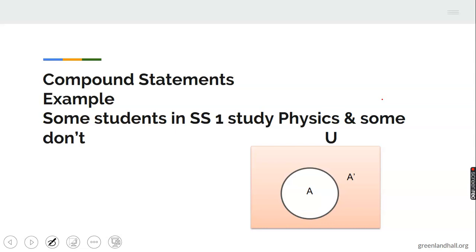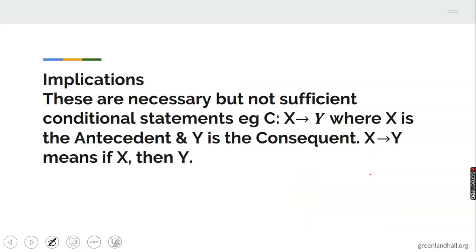So this is the universal set, the students in the class. So A, students who study physics, while those who do not study physics are the complement. So it's related to set.